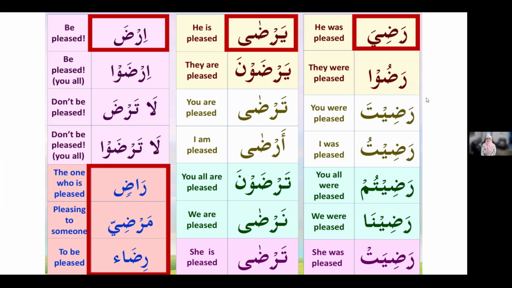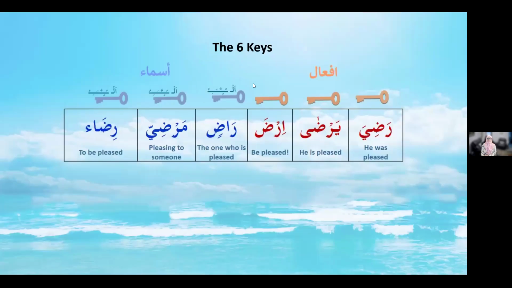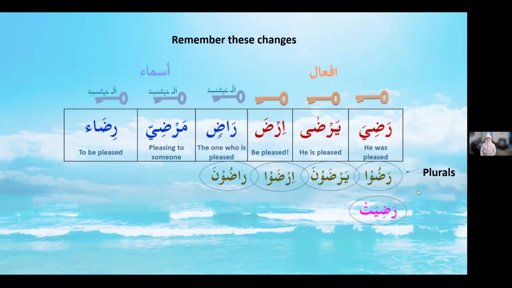So it's clear? This concept is clear now? Okay. Now the six keys which we have learned, let's practice the af'al and asma. We have learned radiya, yarda, irda. Remember this, the madi, mudari, amr. Radiya, yarda, irda. Radin, mardiyun, rida. So remember these six keys. Alhamdulillah. And what were the changes we had in the table? Remember, these were the changes.